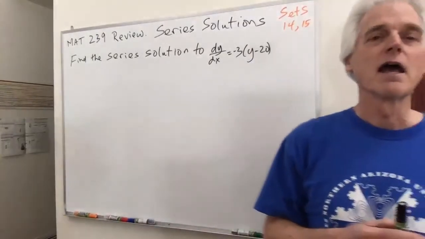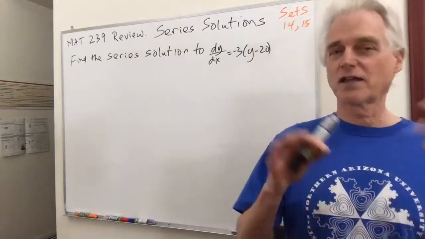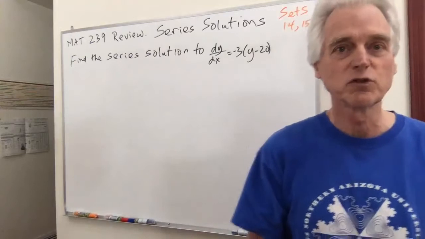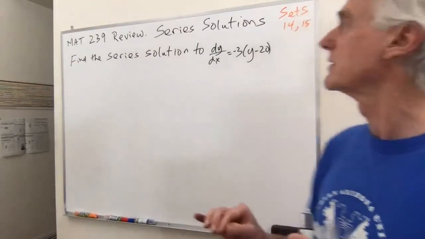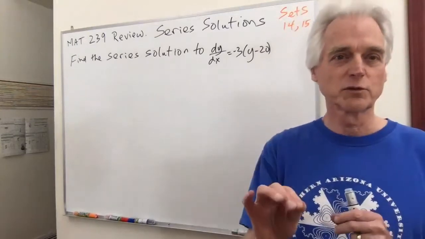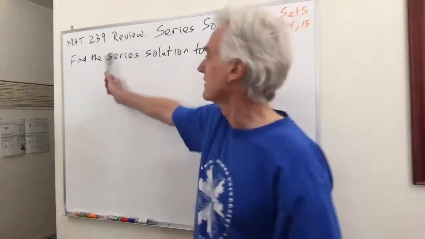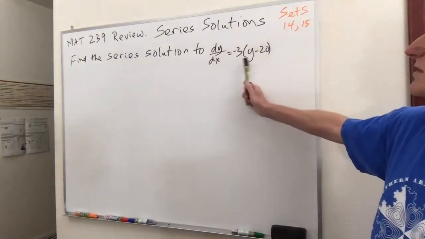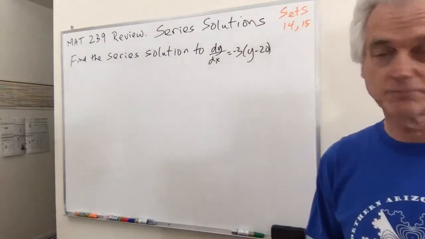Hello. I'm going to skip the second order modeling set. We talked a lot about that on videos. And for the review, I'm going to move on to series solutions. So in this little review mini lecture, I'm going to talk about finding the series solution to dy dx is minus 3 times y minus 20, that same ODE we've been talking about.